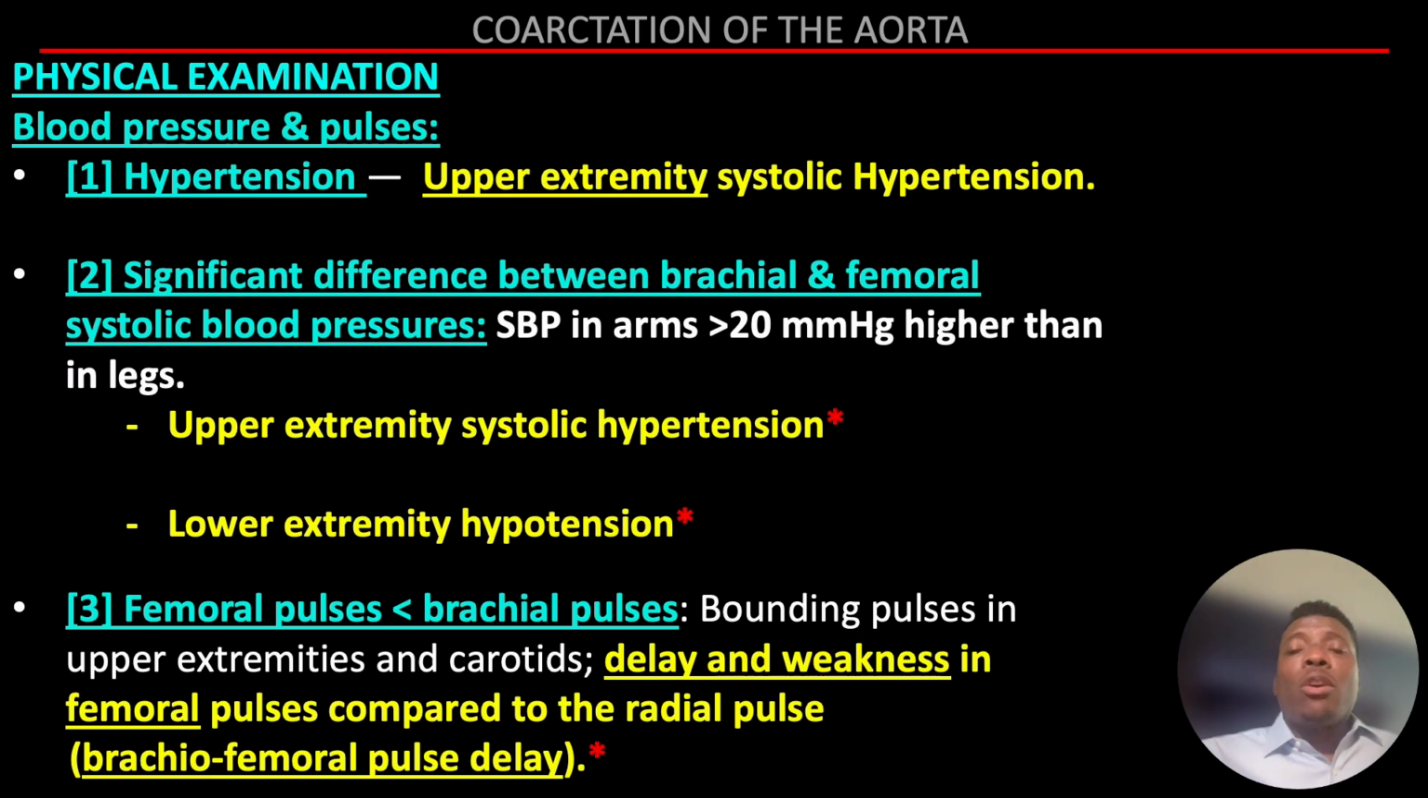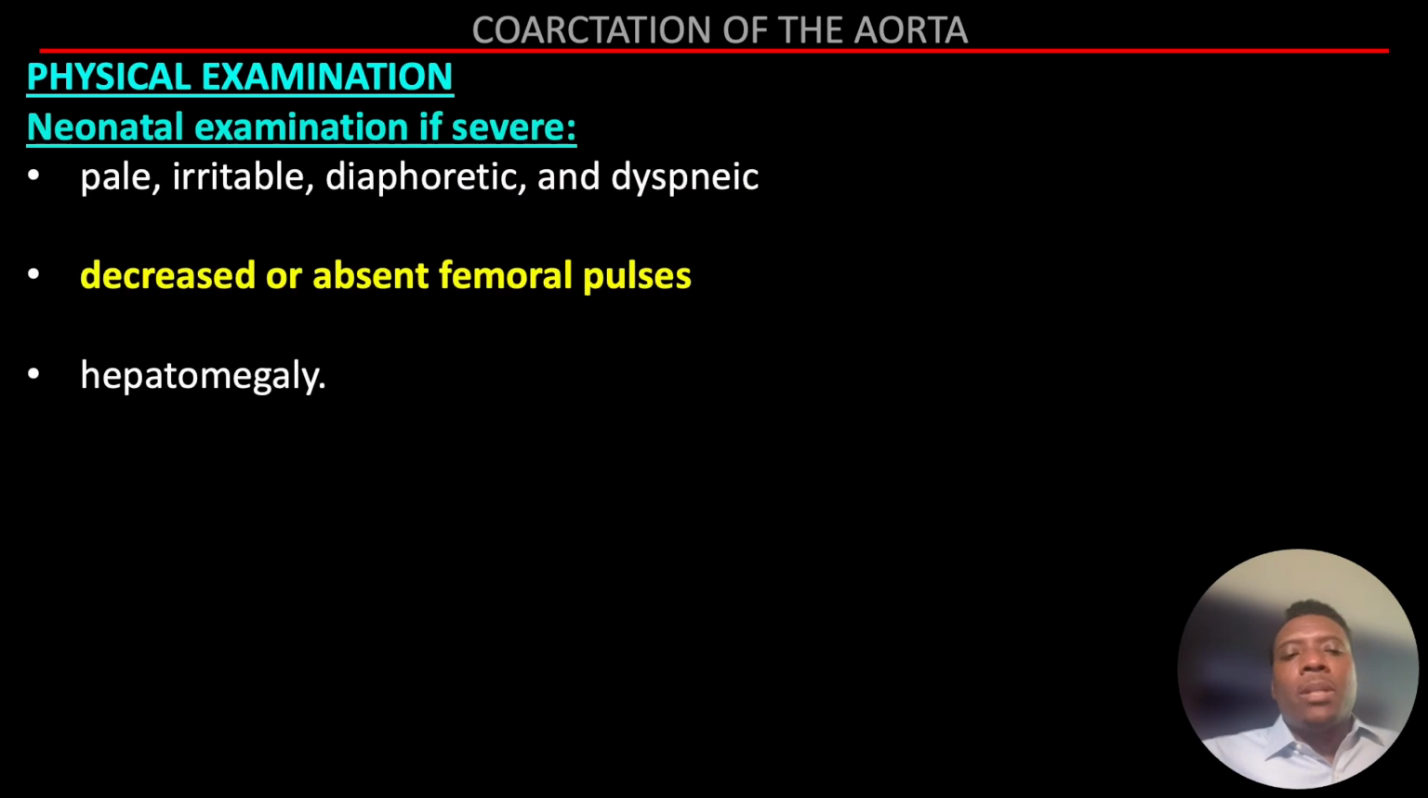On examination, there are three key feature findings. The first is going to be the upper extremity systolic hypertension. The second is the lower extremity hypotension, which means if you have those two things, there's a significant difference between the upper, such as the brachial artery, and the femoral artery blood pressure measurements. In addition, they will have weak and delayed lower extremity pulses, and this is known as brachiofemoral pulse delay. So those are the three key features: upper extremity high blood pressure, lower extremity low blood pressure, and delay and weakness of the lower extremity pulses compared to the upper extremity.